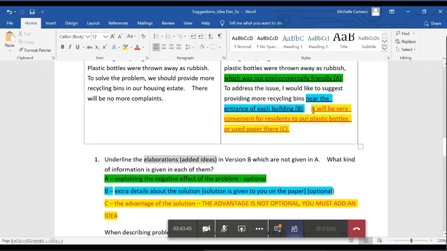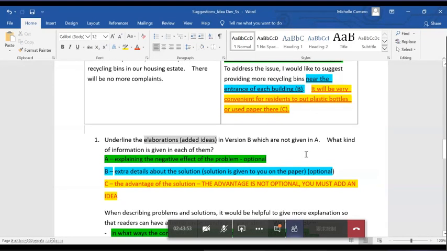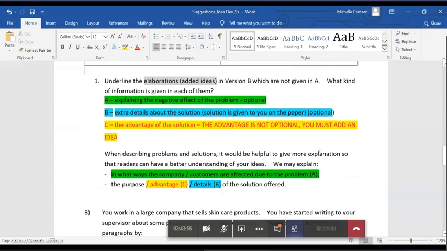You must include the advantage. And when you see the two solutions, you must add the disadvantage as well. Okay. All right. So it says, when describing problems and solutions, it would be helpful to give more explanation to the readers so they can have a better understanding of your ideas. So you may explain in what ways the company or customers are affected due to the problems. So that's A, green, so the negative effect of the problem. And then when you're talking about the solution that's given on the paper, you can give more details for the solutions. That's B. Remember, that's optional. And then you also must give the advantage of the solution.